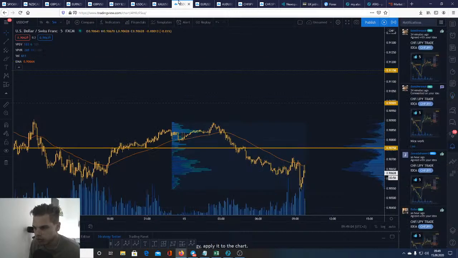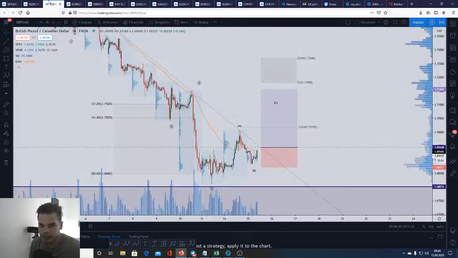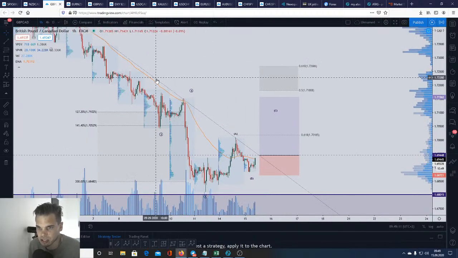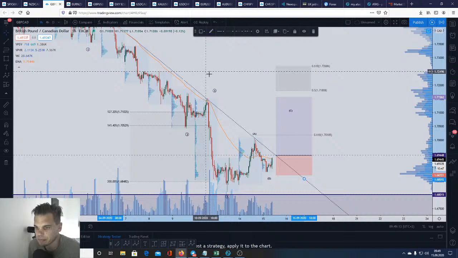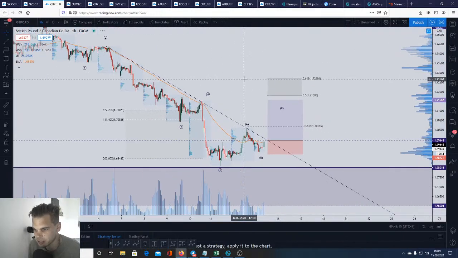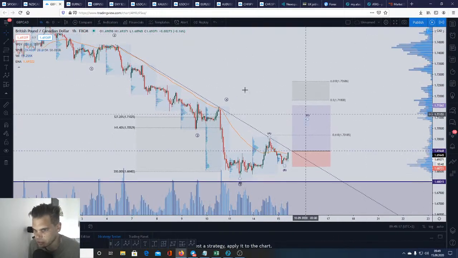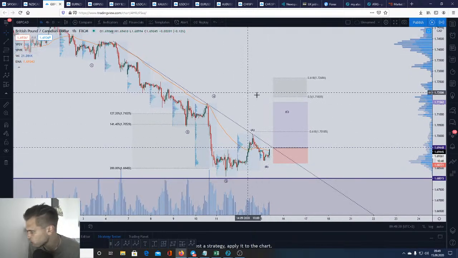Overall, when I look at the news, we have a lack of supply of oil, right? And this could cause more demand in the Canadian dollar, so we've got to be careful. Canadian dollar could go up actually.